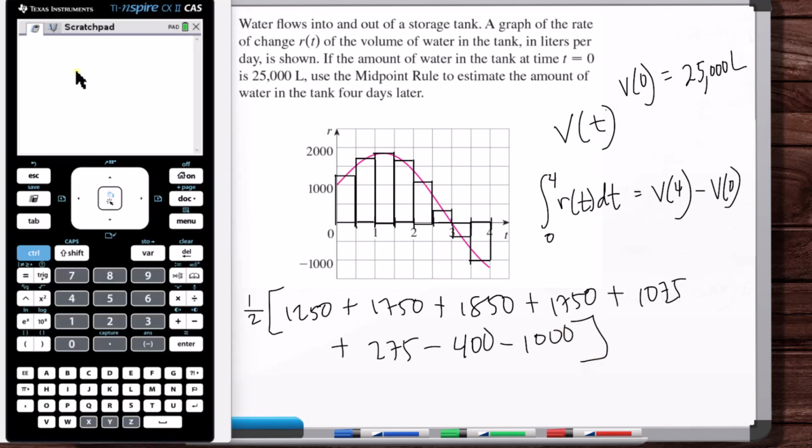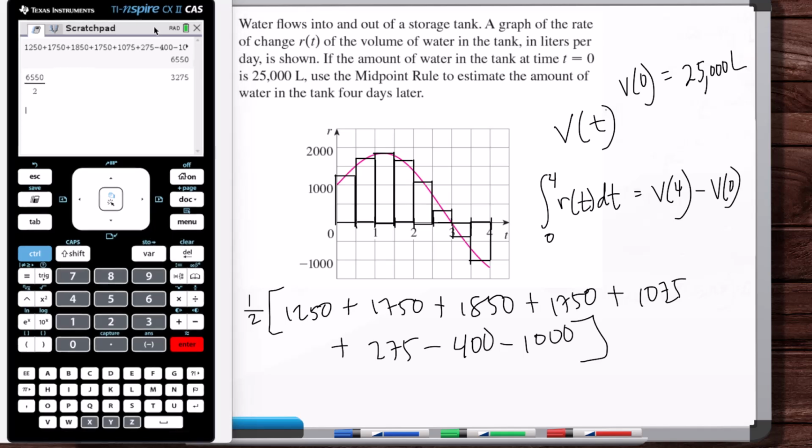So we got 1,250 plus 1,750 plus 1,850 plus 1,750 plus 1,075 plus 275 minus 400 minus 1,000, divided by 2. So 3,275.